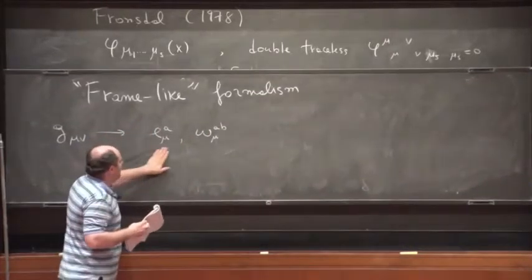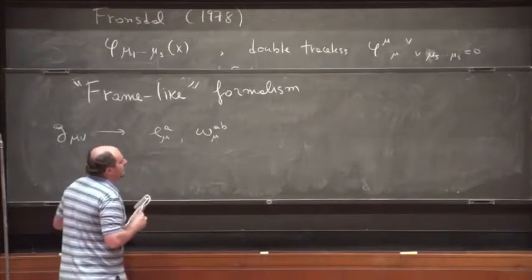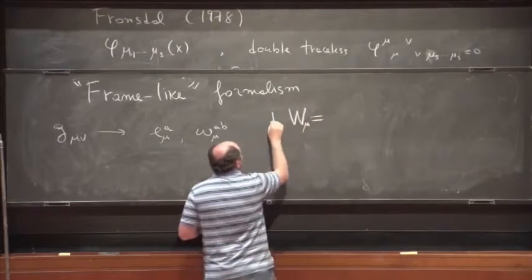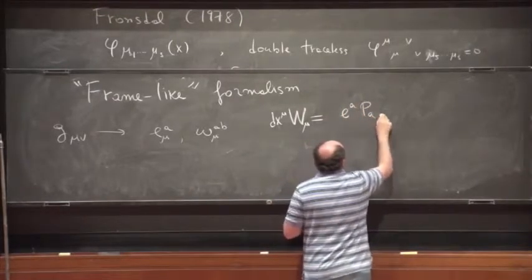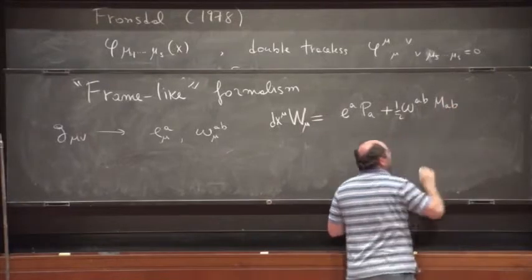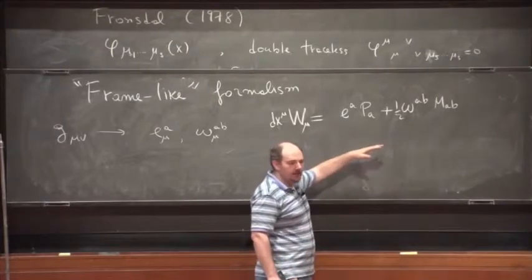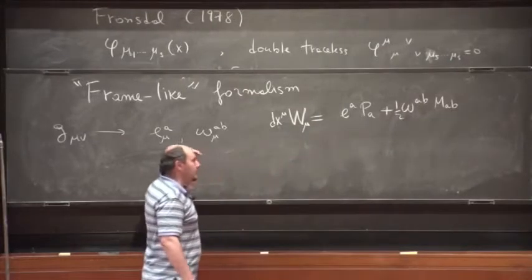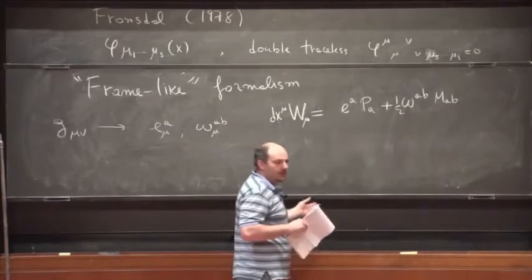And then it's natural to combine this vielbein and spin connection into a single one-form, which I'll denote as W. So this W, where here M_AB are the generators of the local Lorentz rotations, and P_A are the generators of the translations. Okay, so if we are working with negative cosmological constant, the algebra satisfied by this P_A and M_AB is the AdS algebra. In D equals 3 it would be SO(3,2).